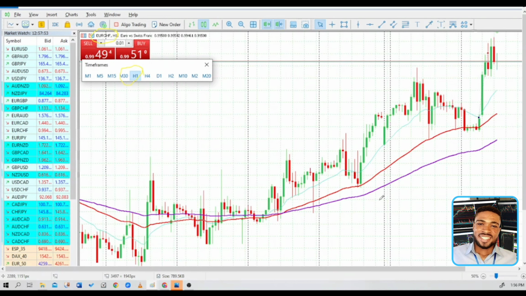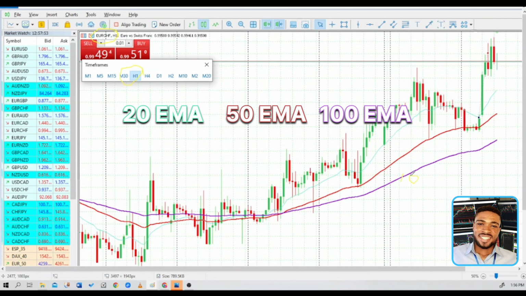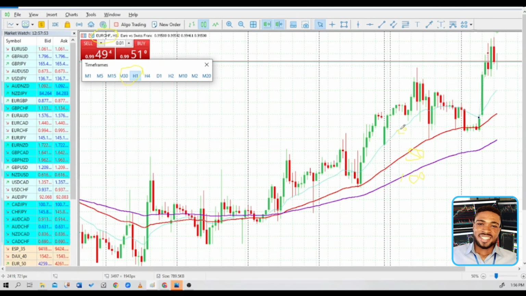Moreover, I have my moving averages here. This is the 100 moving average, this is my 50 moving average, and this is my 20 moving average. The moving averages are there to show me when the market is trending. They don't tell me when to buy or when to sell, but they tell me the direction of the trend. Instead of using a trend line, I'm using moving averages. I can also use a trend line, but I prefer moving averages.